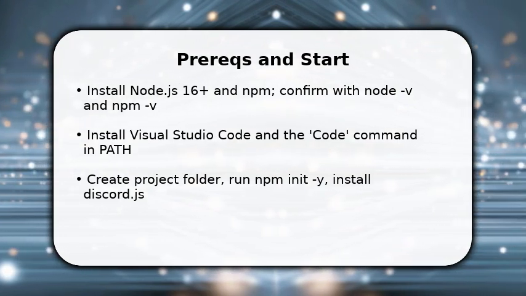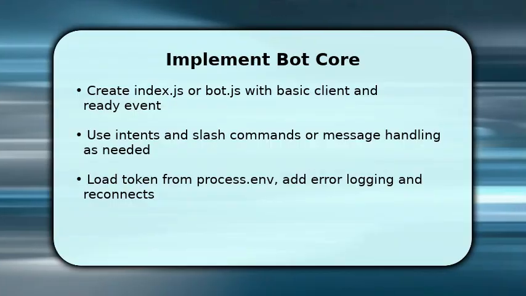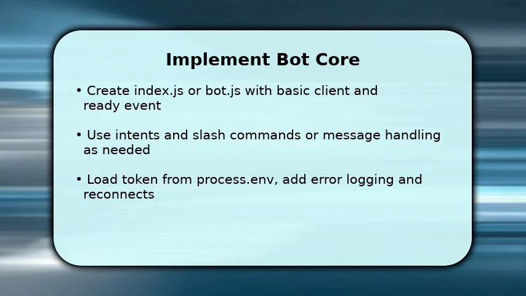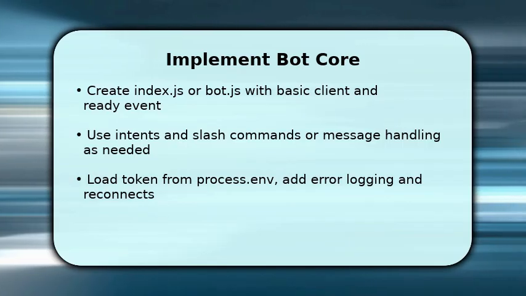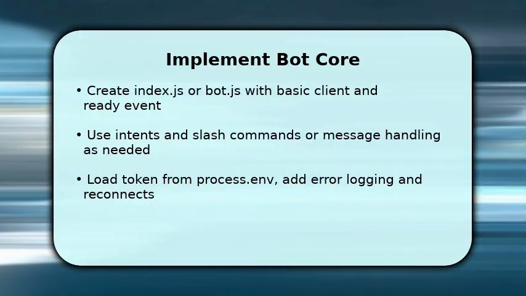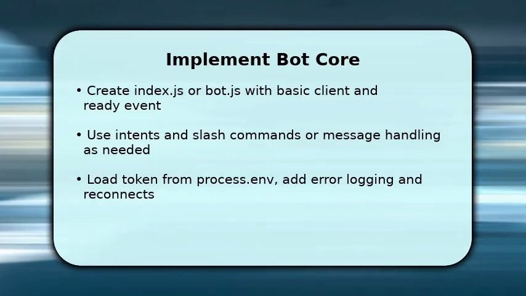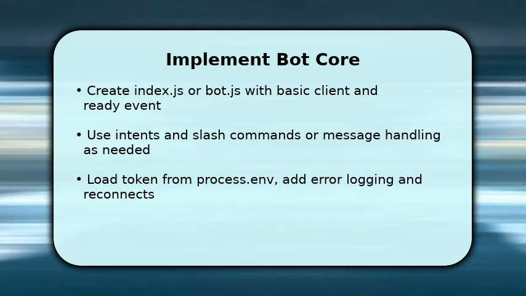Now implement the core behavior. Import discord.js, instantiate a client with required intents and add a ready event to confirm startup. Create command handling, register slash commands during development or parse messages for prefix commands, modularize handlers into a commands folder to keep code tidy. Once handlers exist, read the token from process.env and call client.login. Make sure to add basic error listeners and console logs so you can trace state.